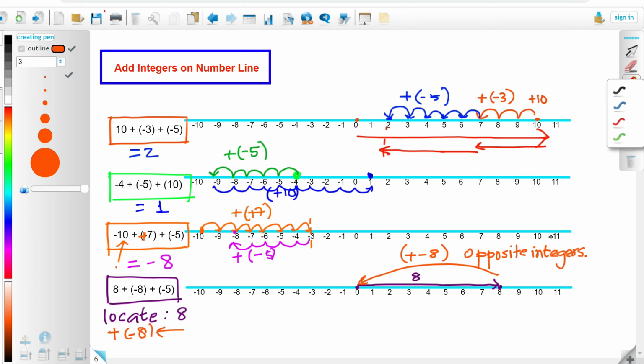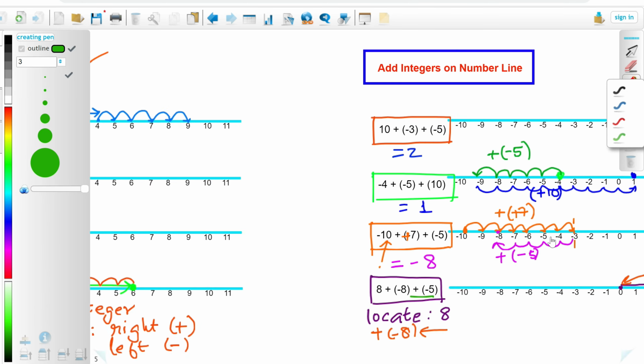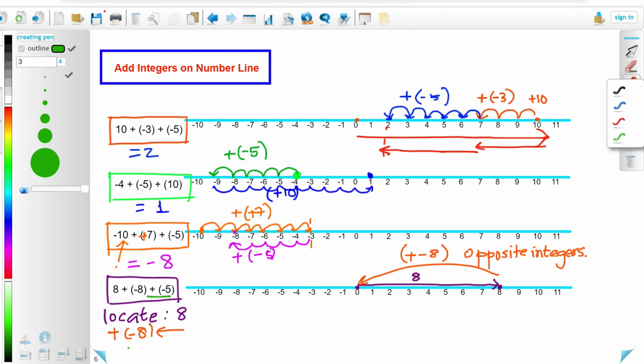And the last step here is to add minus 5. So add minus 5 means what? Okay, so we are going to add minus 5. So when you add minus 5, you have to go left 5 units from here. So you can go 1, 2, 3, 4, 5 and you reach the answer, which is equal to minus 5. Perfect. And therefore we can say that 8 plus minus 8 plus minus 5 is equal to minus 5.